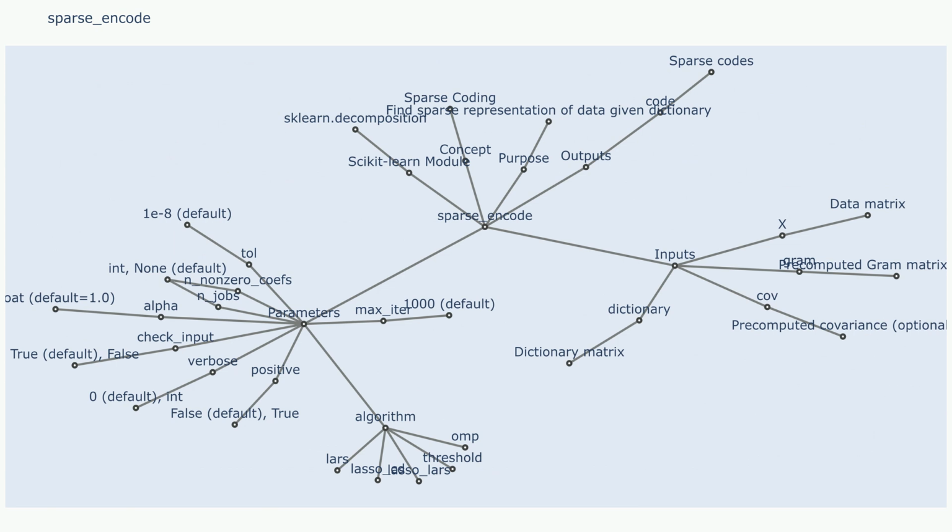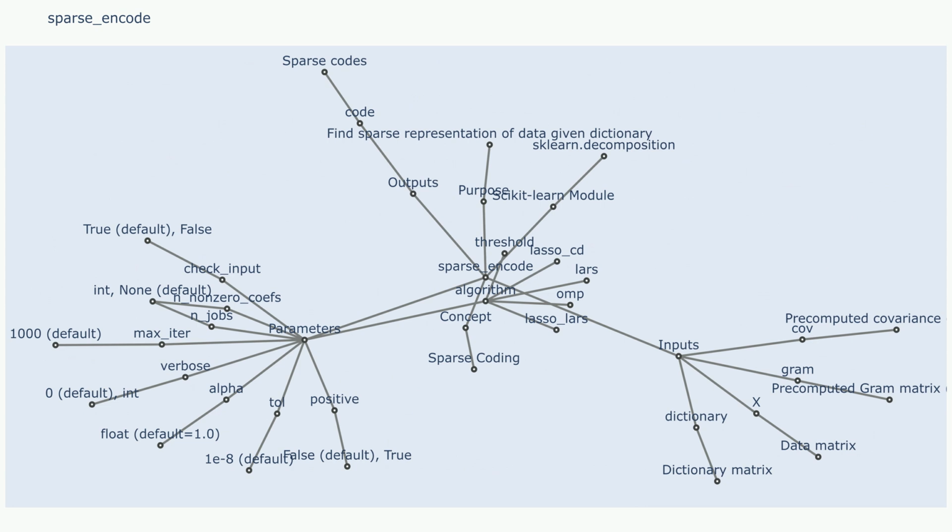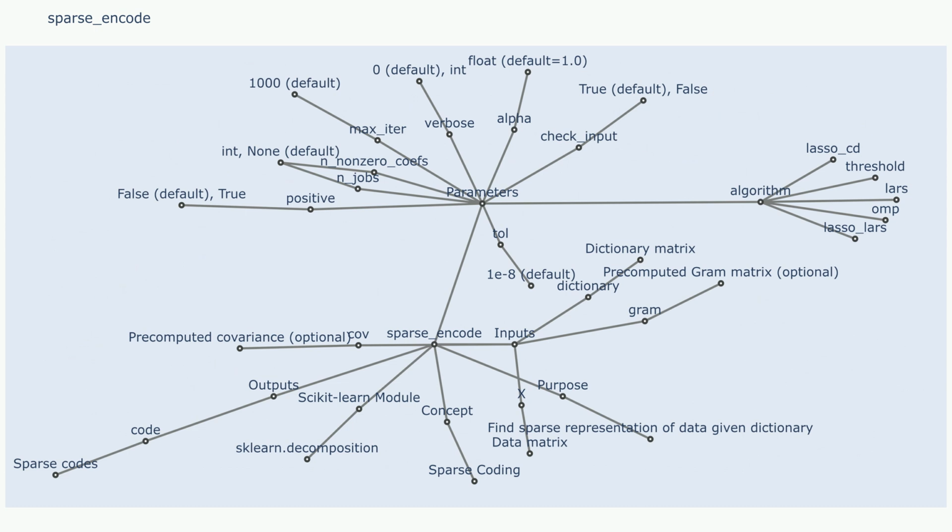6. Considerations and caveats. Computational cost: solving the optimization problem in sparse_encode can be computationally expensive, especially for large datasets. Dictionary selection: the performance of sparse_encode depends heavily on the quality of the dictionary. Choosing a good dictionary is crucial for successful sparse representation. Sparsity trade-off: you need to carefully balance the sparsity of the representation with the quality of the representation. Too much sparsity can lead to information loss.